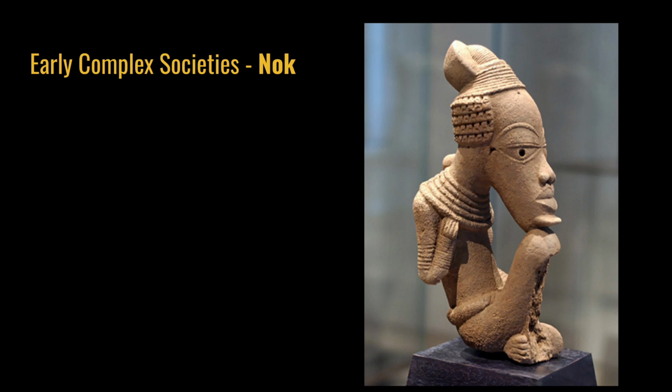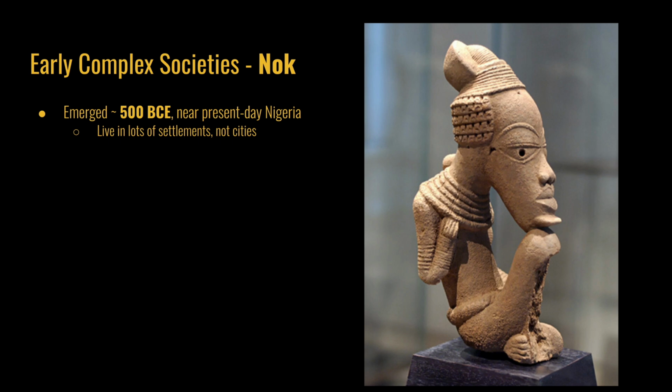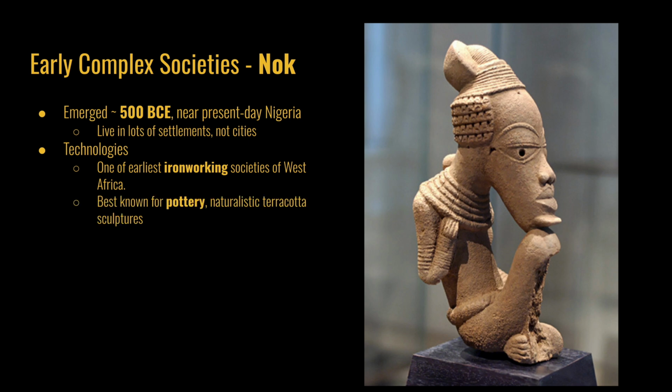Now we'll move on to the Nok societies, which emerged around 500 BCE near present-day Nigeria. They lived in many settlements rather than cities. They developed two main technologies, ironworking, being the earliest ironworking society in West Africa, and pottery, known for their naturalistic terracotta sculptures. These sculptures often depicted animals or people adorned with various hairstyles and jewelry.